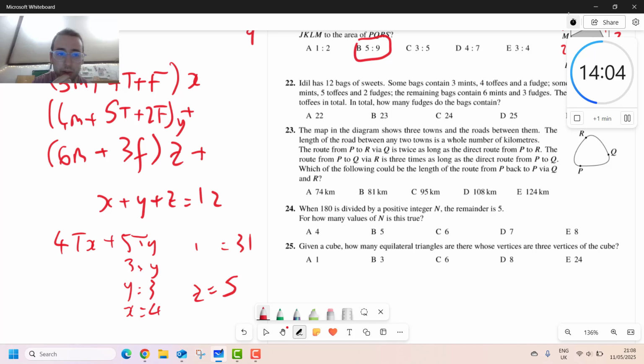How many fudges the band contains? So the X is 4, so there's 4 fudges here, there's 6 fudges here, and there's 15 fudges here, so it's 25.